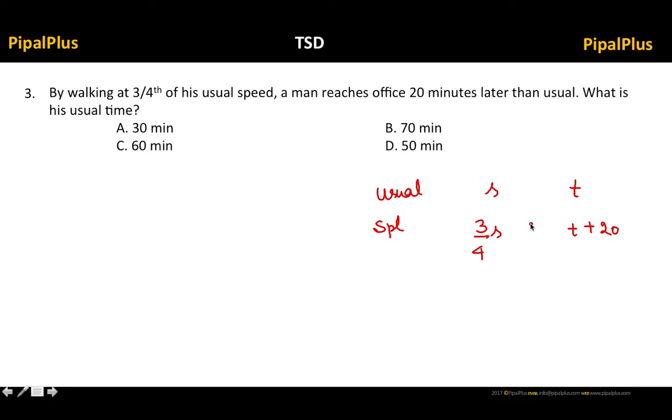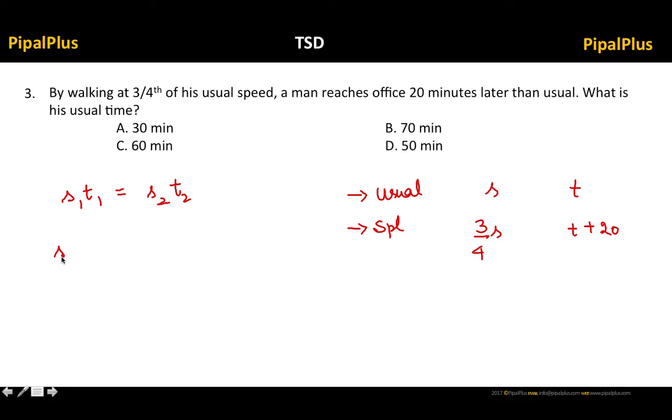Now obviously the question is subtle about it, but because the man is walking or traveling from home to office, the distance in both these situations is the same, right? So if the distance is the same, then we know that s1 t1, the speed and the time respectively in the first situation, should be equal to s2 t2, which is the speed and the time for the second situation.